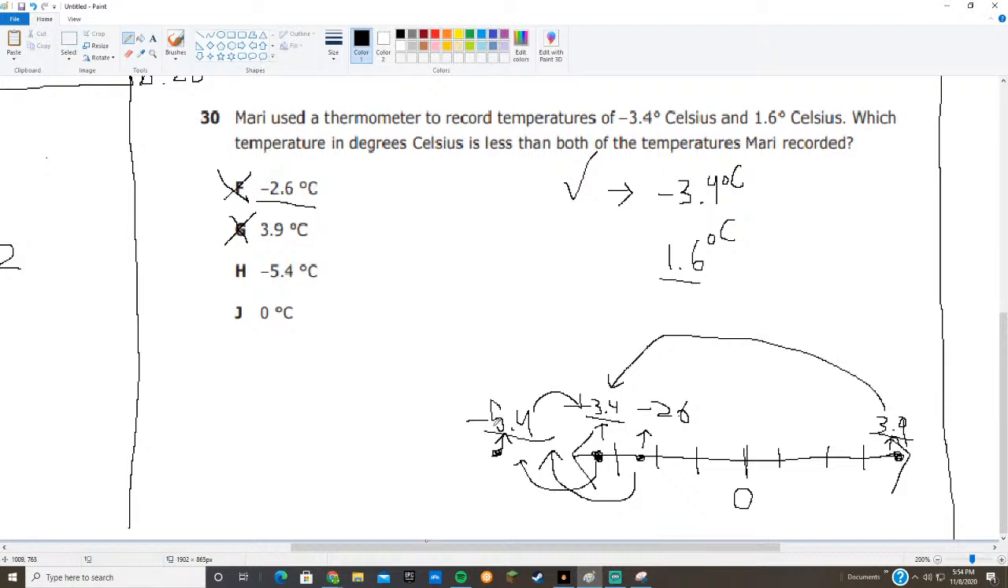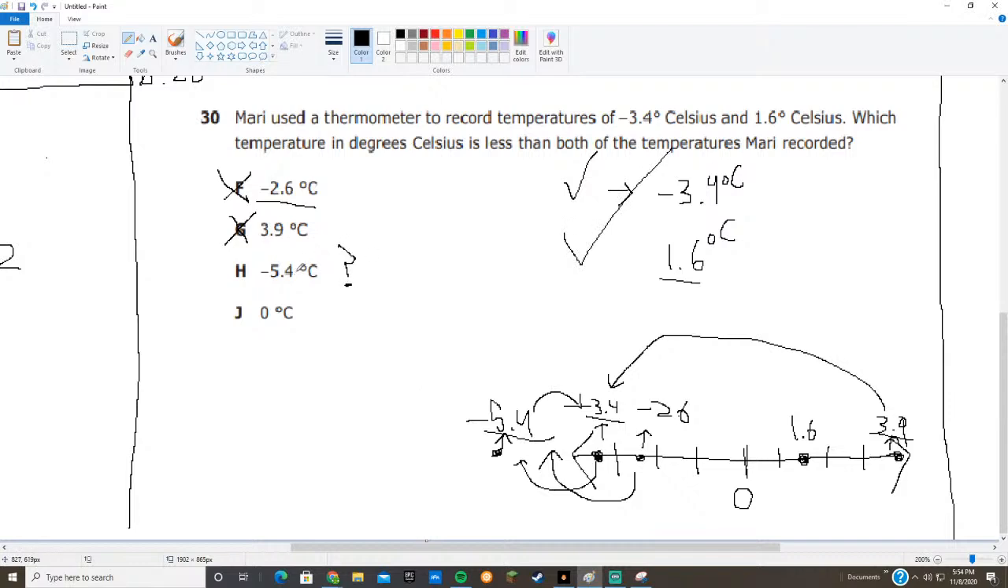So, is negative 5.4 less than 1.6? Well, we haven't graphed the 1.6 yet. 1.6 would be right about here. Is negative 5.4 less than 1.6? Well, it's to the left of it, isn't it? And it's less than it. So yes, it is less than it. Meaning, this could very well be our answer choice.